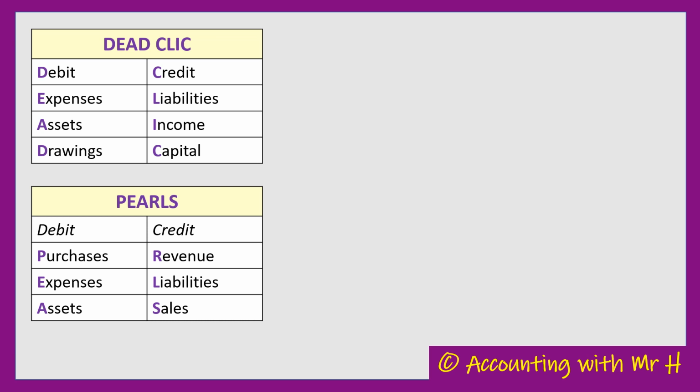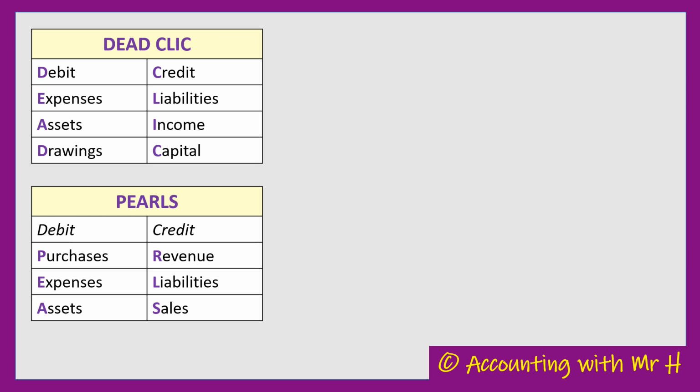So DEAD CLIC, the DEAD tells us that we debit expense accounts, asset accounts and drawings, and we credit liabilities, income and capital. And pearls is very similar. Pearls just emphasises more purchases and sales, as in we debit the purchases and we credit the sales account. But otherwise they're pretty much the same techniques.